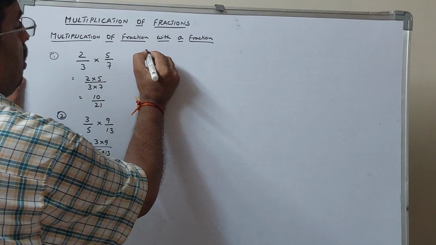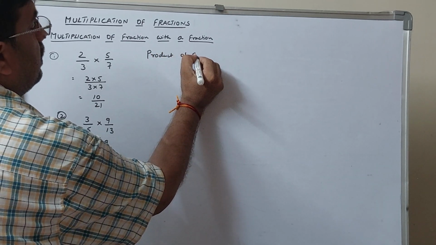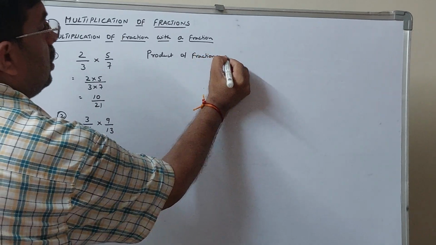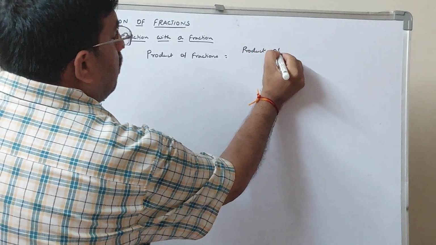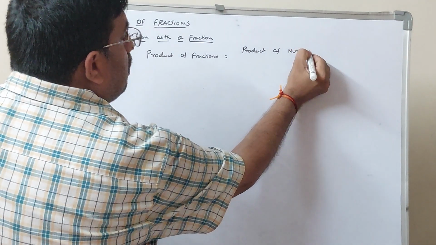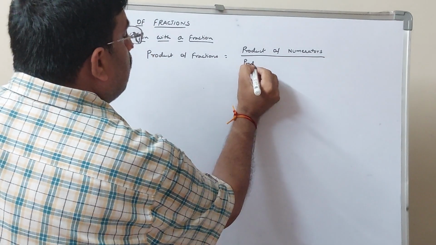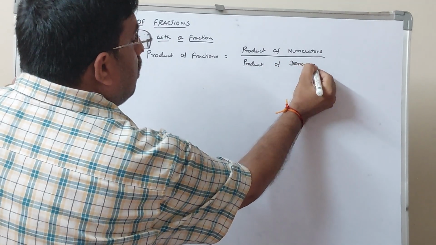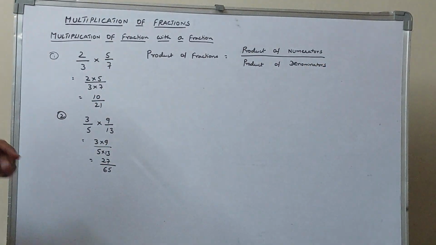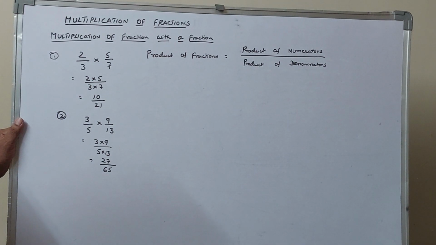So what we would write down is: product of fractions is equal to product of numerators by product of denominators. Now let us see one more example.